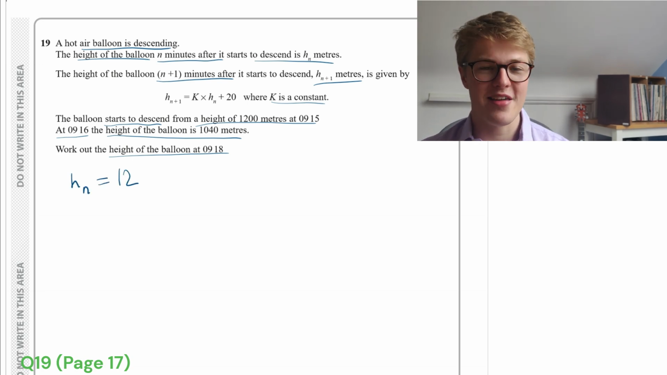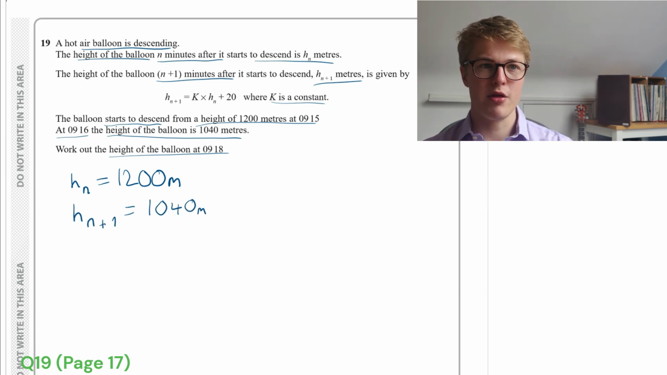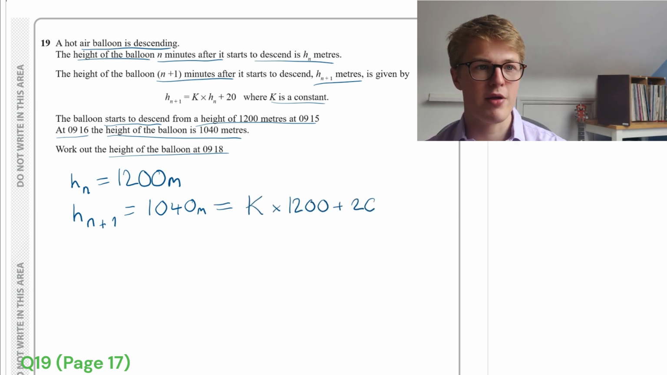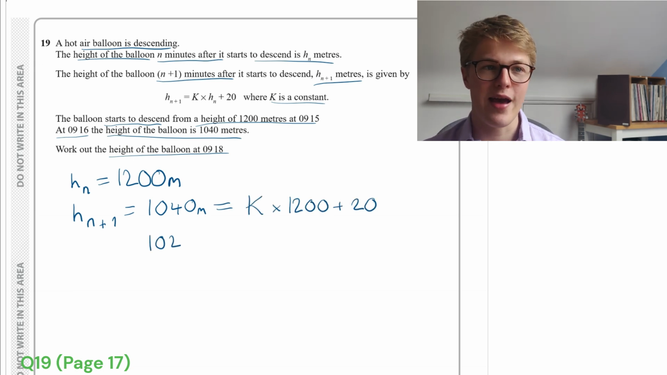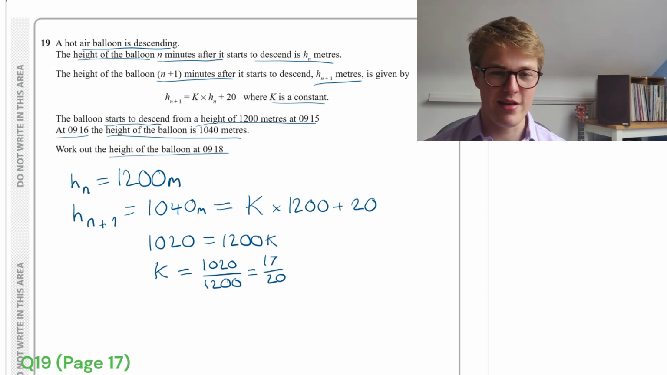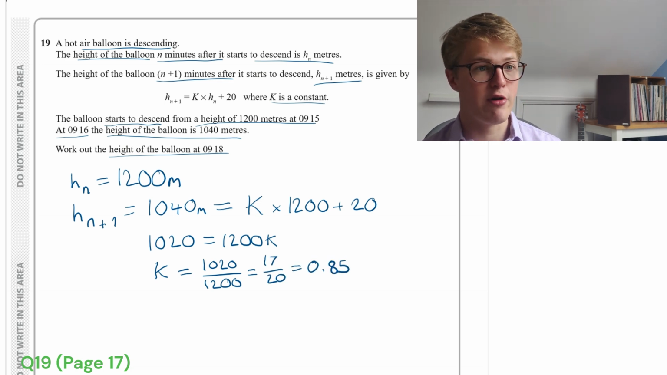The starting height is 1200 metres, and we're told that the next height is 1040 metres, so we can use this in our equation where we have k times 1200, the starting height, plus 20. We can use this to find k, so we have 1020 is equal to 1200k. Then we divide both sides by 1200 to get 1020 over 1200, and this simplifies to 17 over 20, which is 0.85 for our value of k.